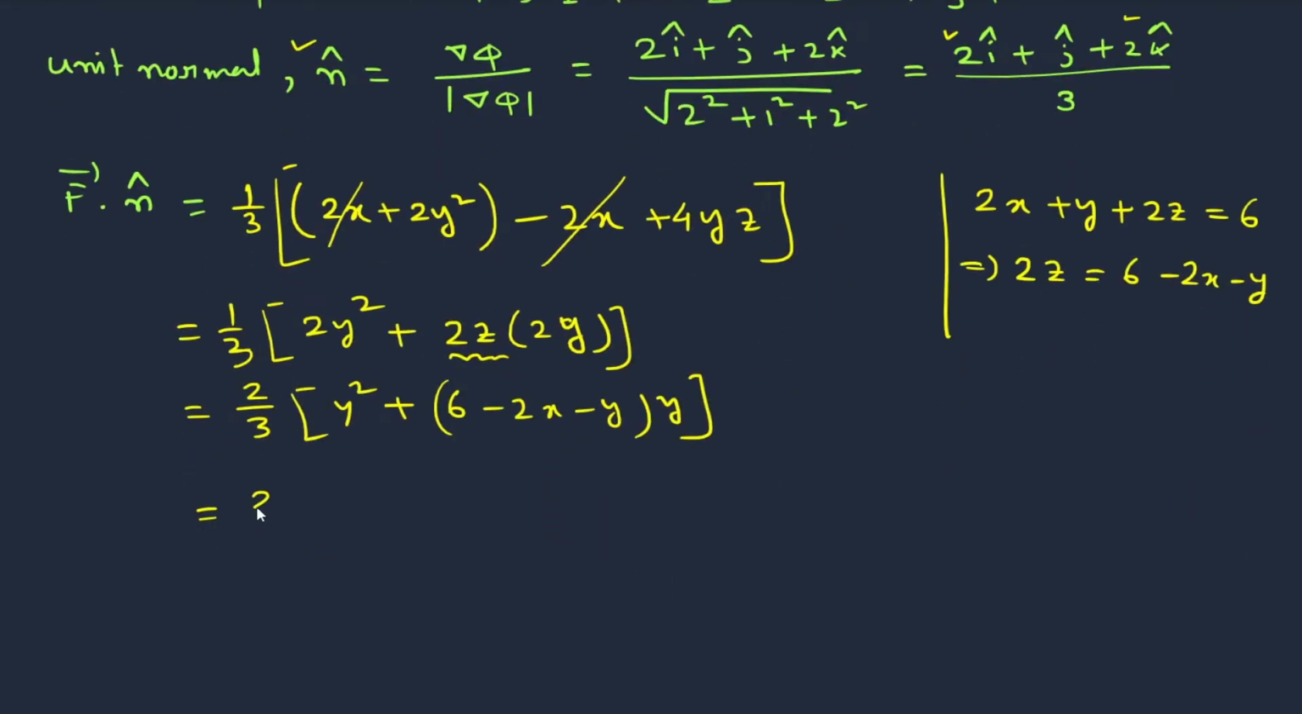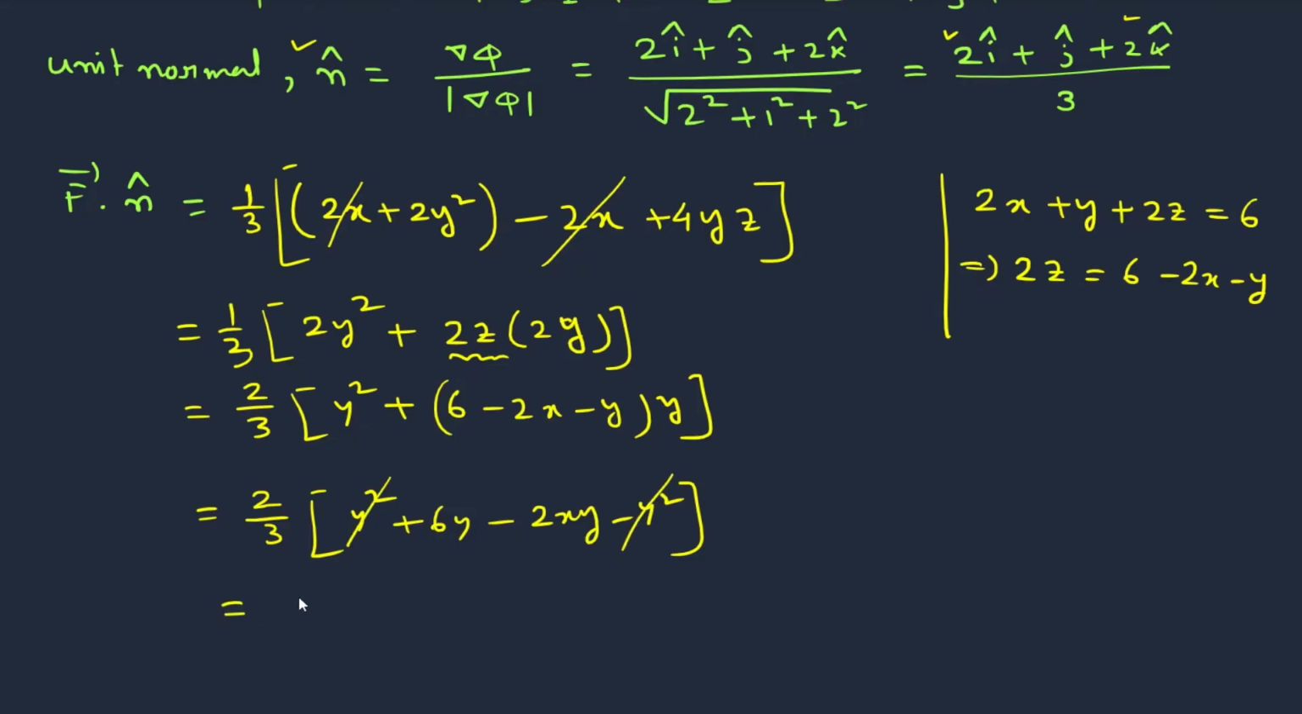So now if we multiply all the terms, what we will get? 2 by 3, it's y square plus 6y minus 2xy, minus 2xy and then minus y square. Okay, so y square cancels out. This y square will be cancelled out.